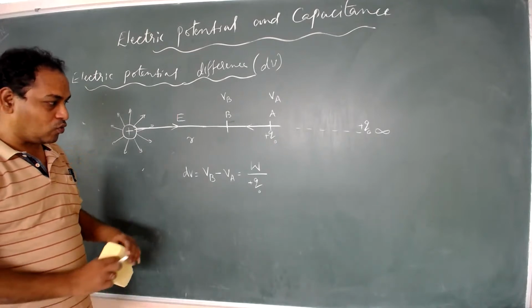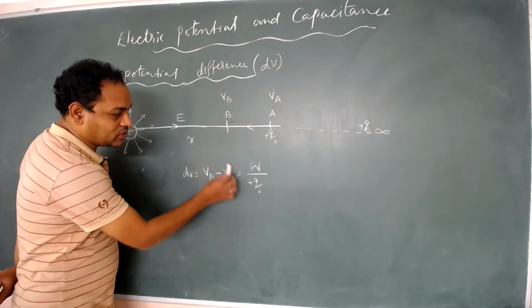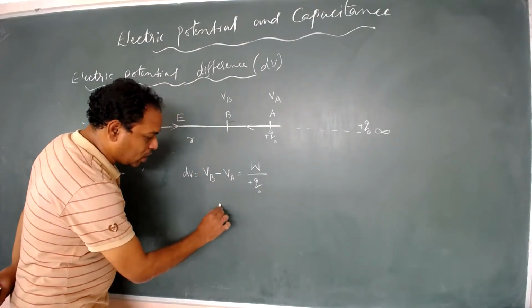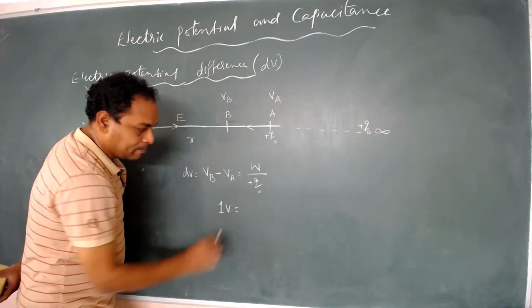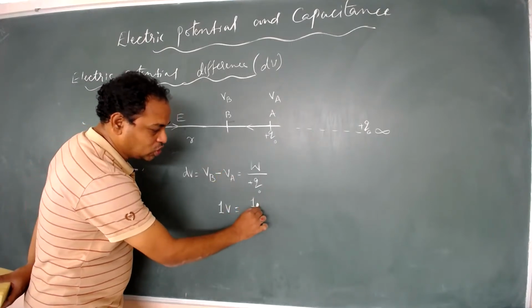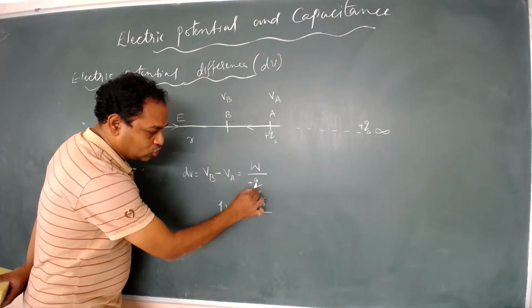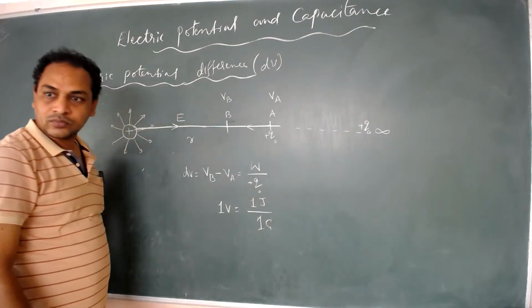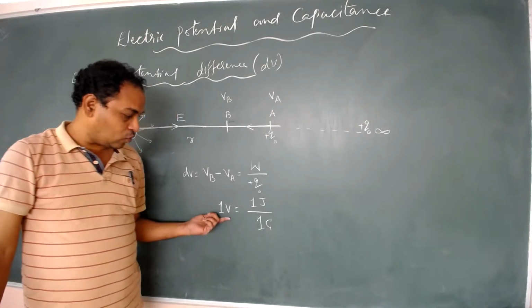So when will we get 1 volt? When can I say this difference is 1 volt? If I say this is 1 volt, then definitely this should be what? 1 joule, and this should be 1 coulomb. So how to define this 1 volt?